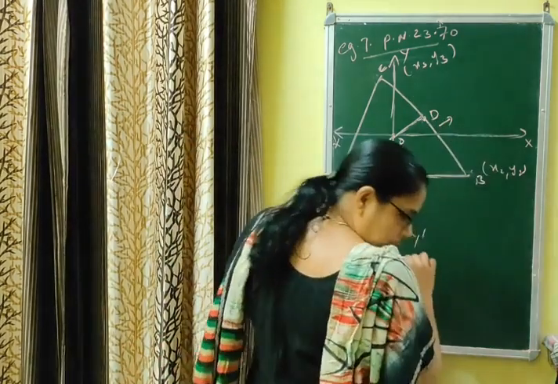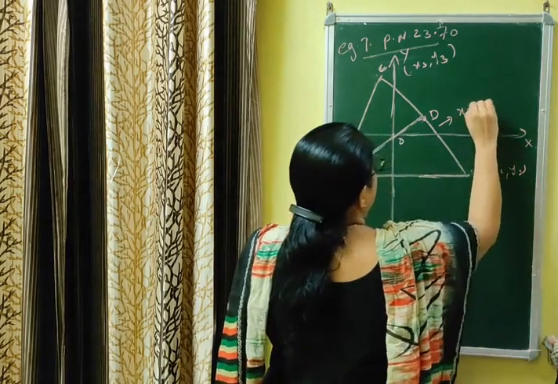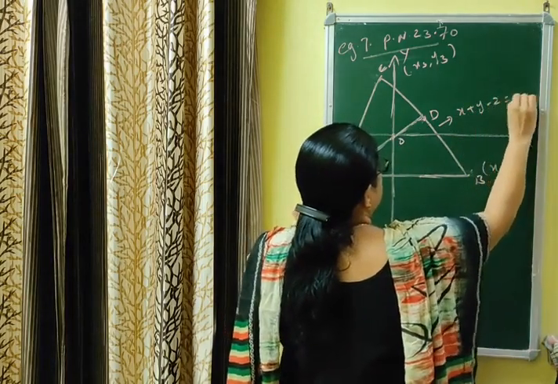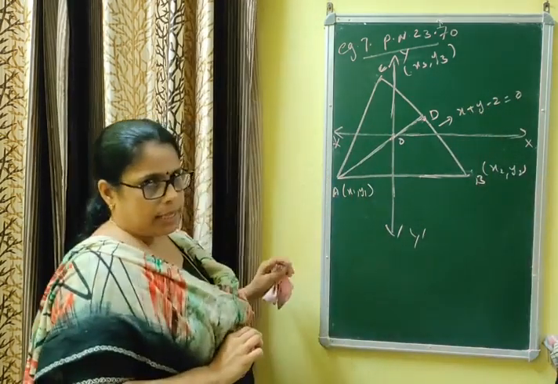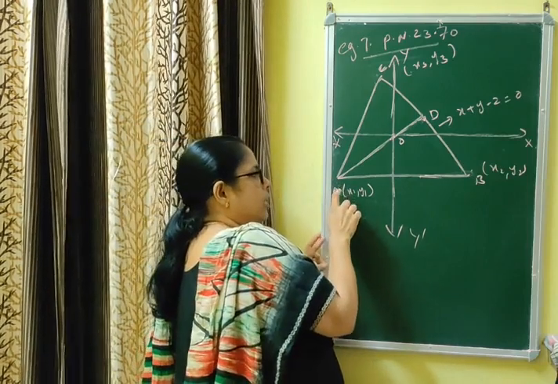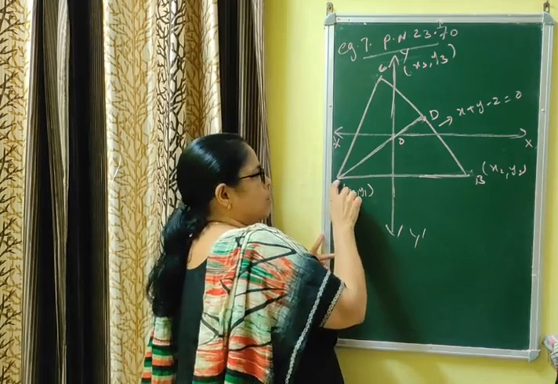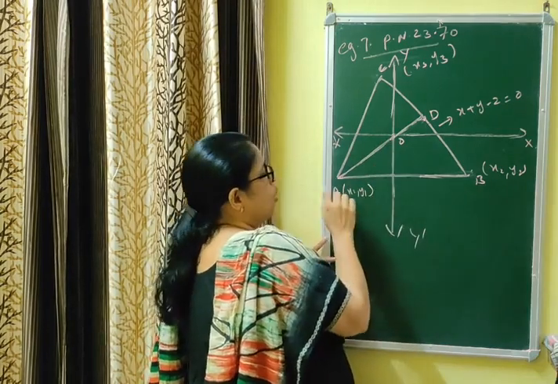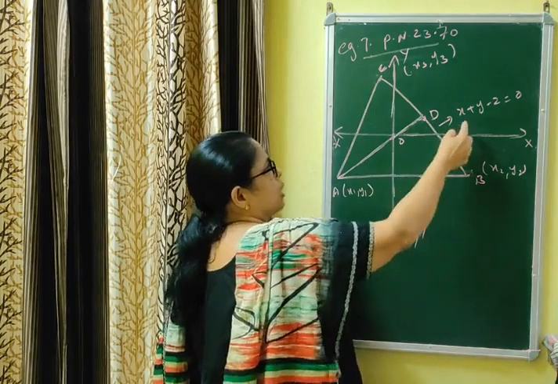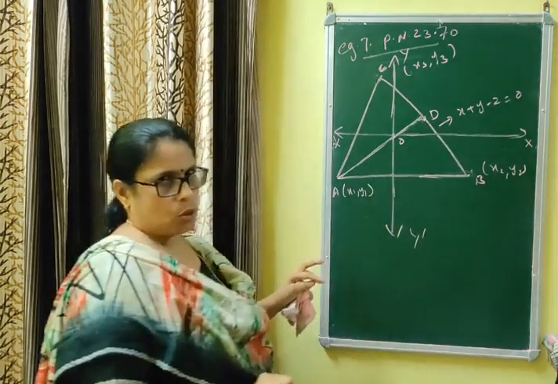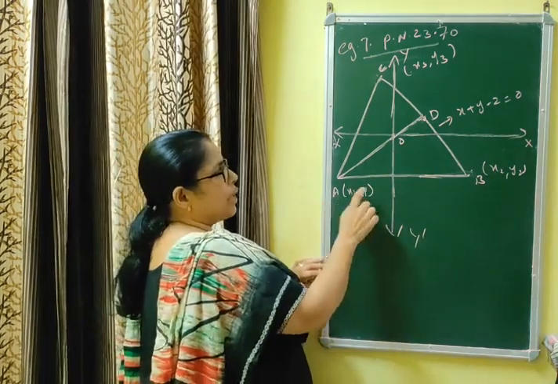The equation of BC is given as x plus y minus 2 equal to 0. This is the question. The question gives a triangle, an equilateral triangle. We have to find the coordinates of one vertex of the equilateral triangle whose centroid lies at the origin and whose opposite side has the equation x plus y minus 2 equal to 0. That means we have to find the value of x1 and y1.